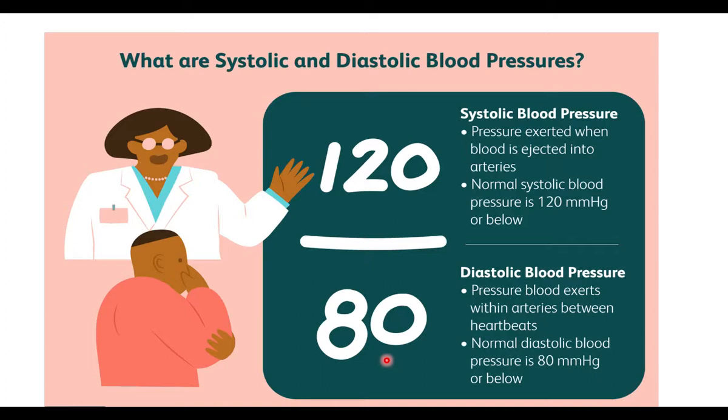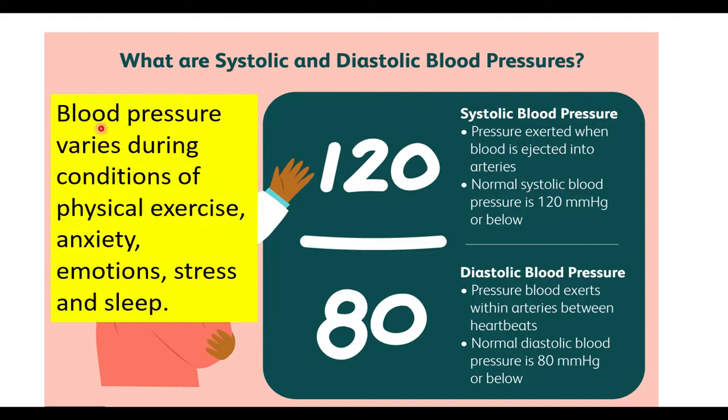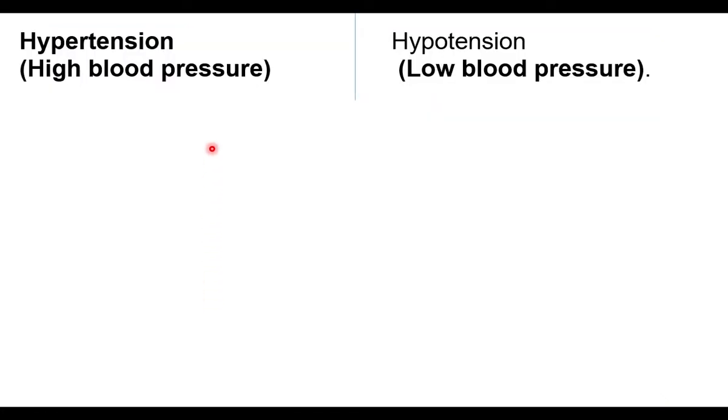But in normal people also, blood pressure varies under different conditions. Blood pressure varies during physical exercise, anxiety, emotions, stress and sleep. So blood pressure has to be checked at rest. Hypertension is increased blood pressure, a permanent increase. The blood pressure is permanently above 120 systolic, above 80 diastolic. Low blood pressure, permanently low, is hypotension.